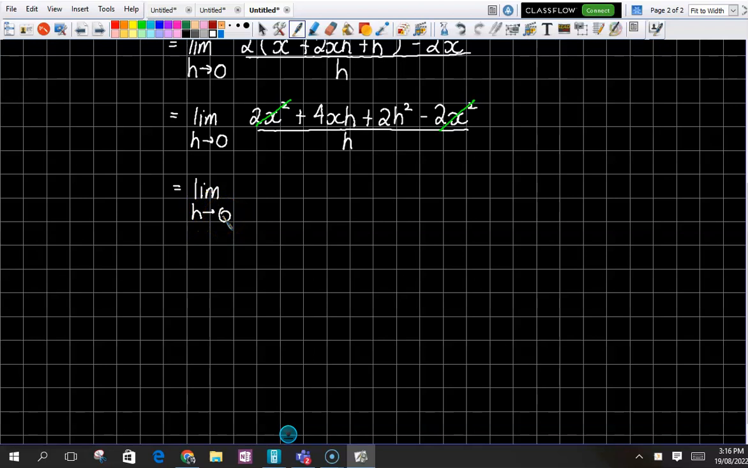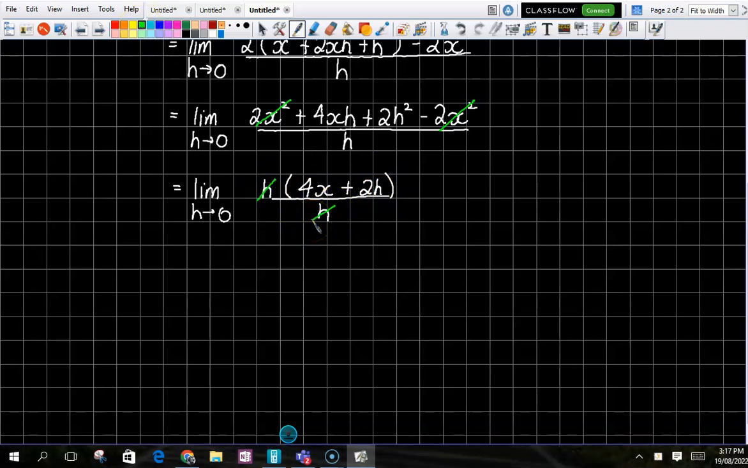Okay, so now I'm pulling out my common factor of h on the top line. So I'm left with 4x plus 2h all over h. It's that time that I love, especially if you guys have a different colour pen like I do. They cancel. Once you've cancelled, what is it time for? Sub. Sub. We make h equal to 0.